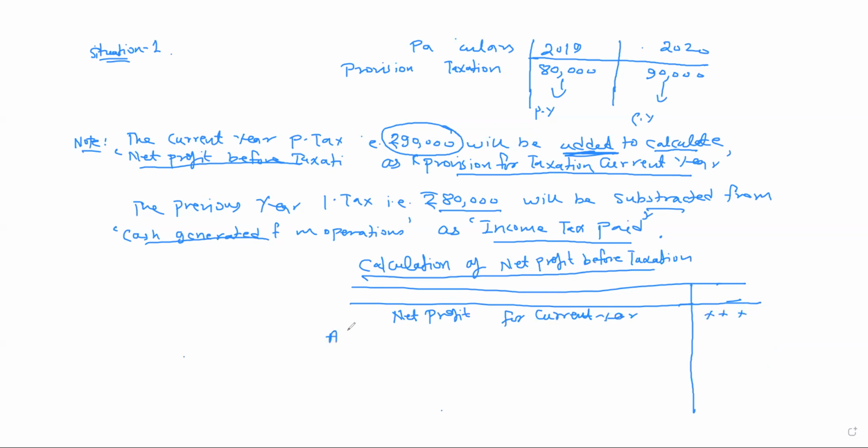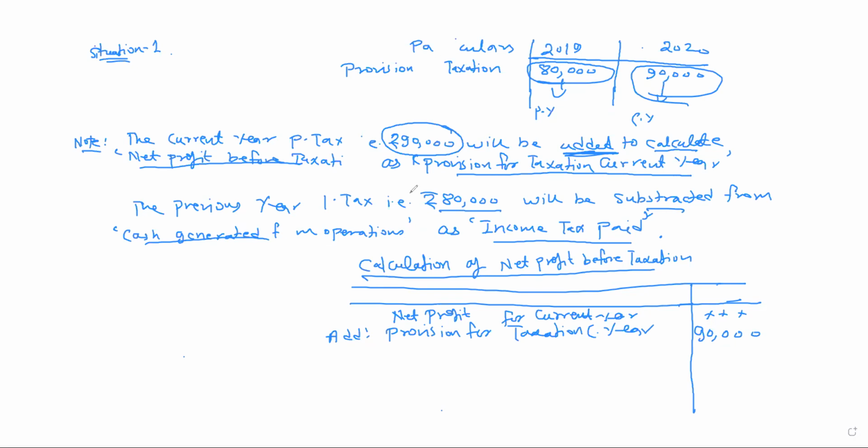With this, what will you add? The proposed dividend of the previous year. Provision for taxation for which year? Current year. What is the current year figure? This 90,000, this you will add here. Is this understood? Yes, sir. And then proposed dividend of the previous year, all those things will come. Now over here, what is your previous year's figure? 80,000.